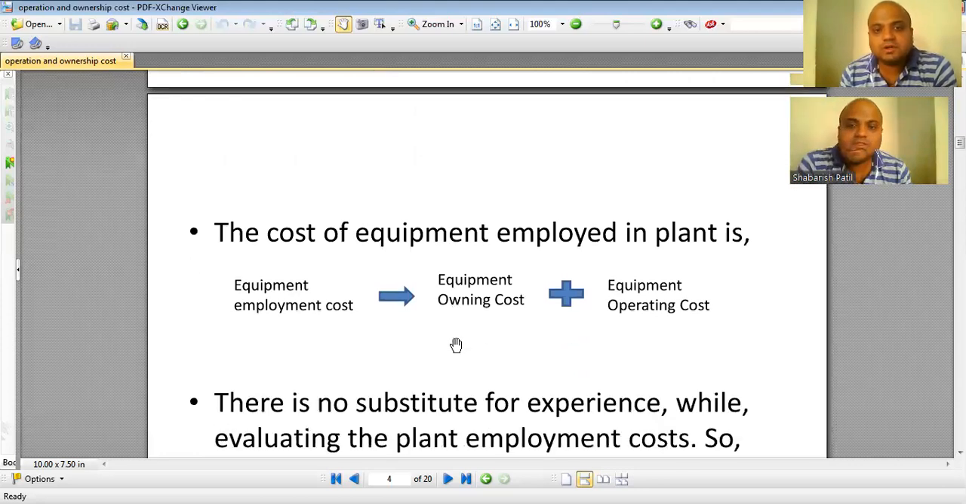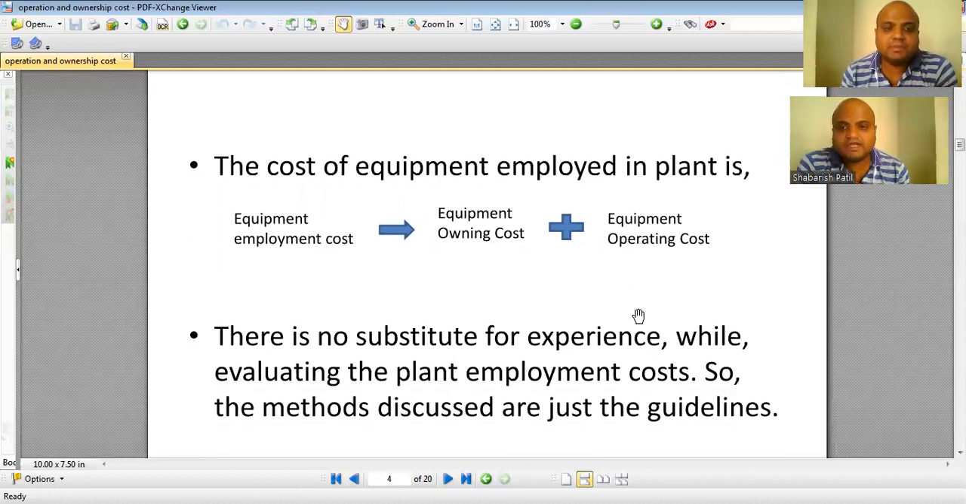Now, what does the cost of equipment which is being employed in a plant consist of? This is called the equipment employment cost, which equals equipment owning cost and equipment operating cost. The equipment owning cost is the cost we spend to purchase the equipment, and equipment operating cost is the cost we spend to operate that particular equipment on the site. So equipment employment cost equals equipment owning cost plus equipment operating cost.